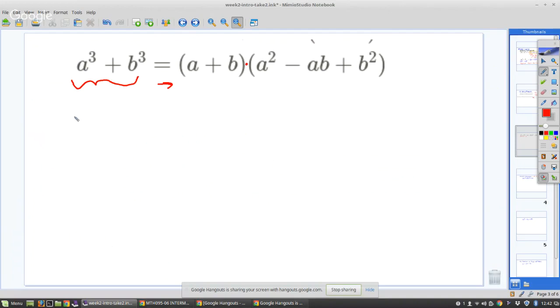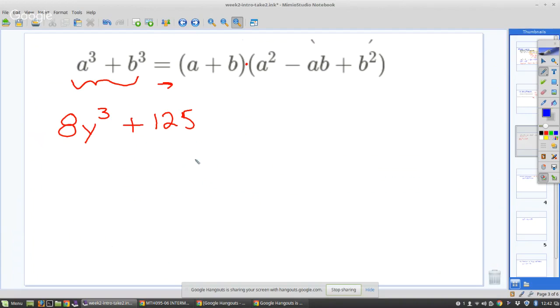So suppose we had 8y raised to the third plus 125. So I see there's two terms, and I see a y cubed. So next I hope the 8 is the cube of something, and 125 is the cube of something. So then guess and check on your calculator.